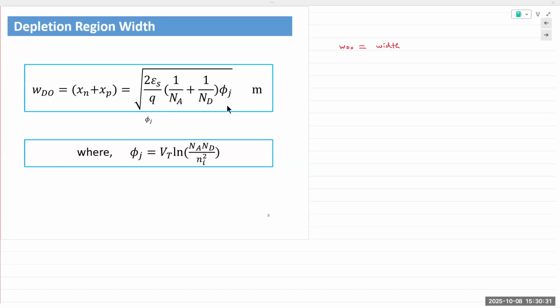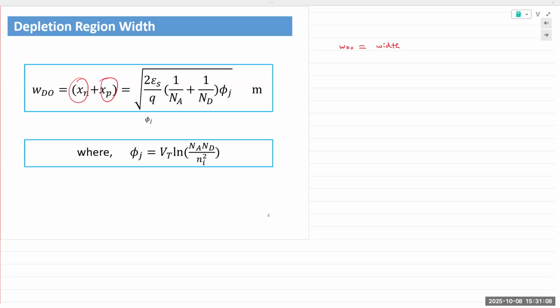Okay, all right. So let's take a look. Xn and Xp we established is the distance of the junction depth into each one of those respective regions. So the total depletion region is comprised of a little bit of Xn and a little bit of Xp, how far into the N and P type regions it extends. Xn is the portion that's in the N type. Xp is the portion that extends into the P type.